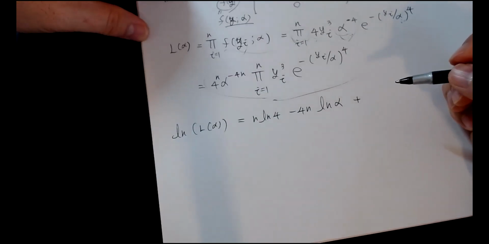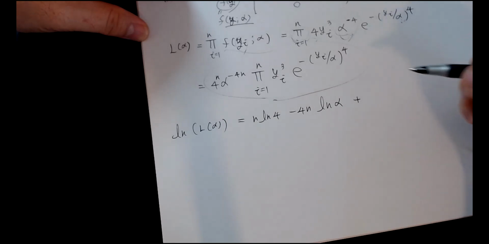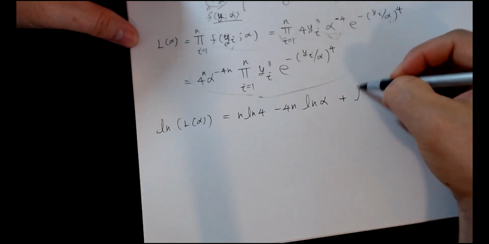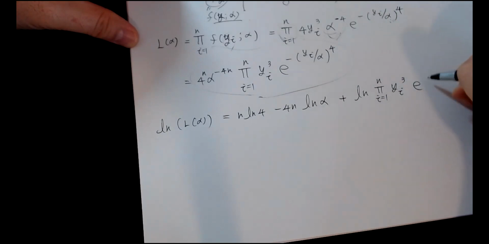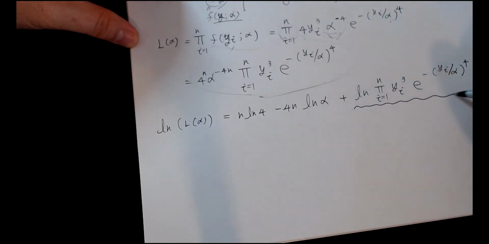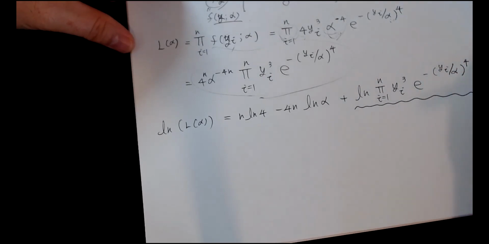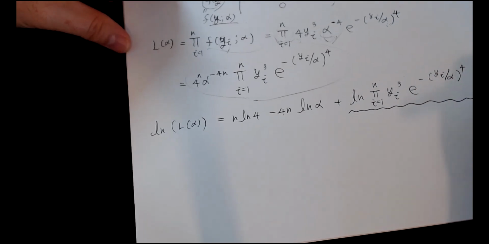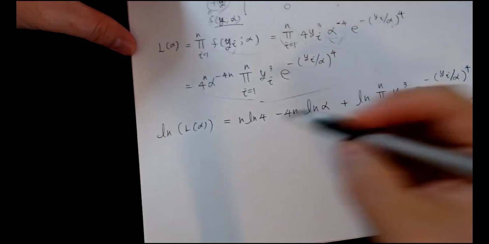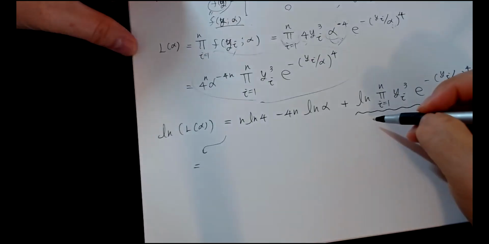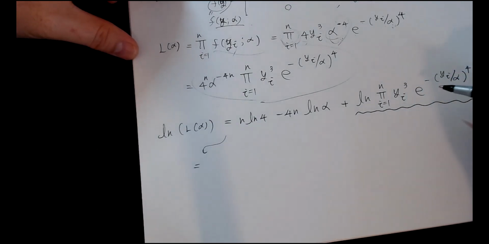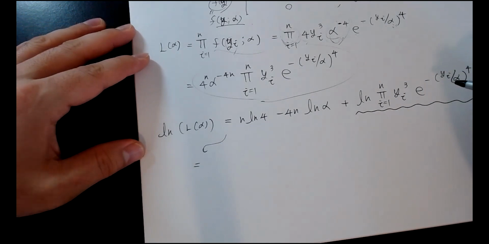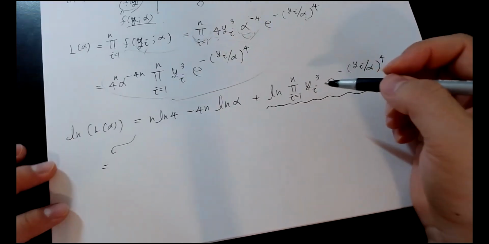the natural log of the product, i goes 1 to n, of yi to the third power and e to the negative yi over alpha to the fourth power. So look at this, this is equal to, let's see, give me a second. Yeah, so that is equal to the natural log.